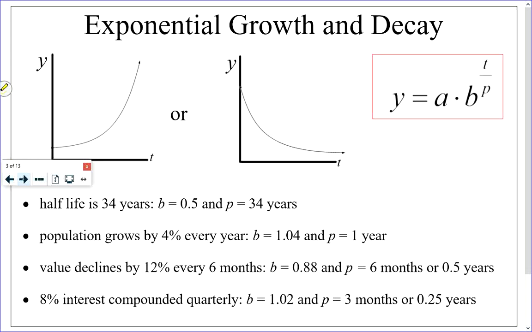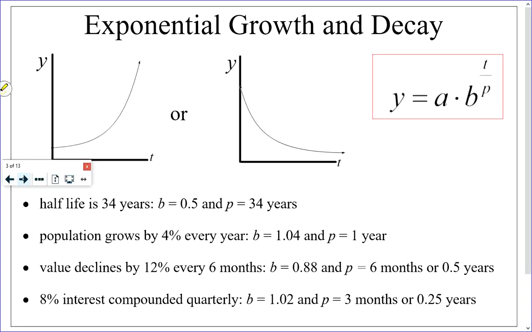Y is the quantity that's growing or declining. A is the initial value of the property, whatever it is. B is the factor by which things are changing. T is the variable time. So T and Y are variables on a graph. And P is the period of time it takes to happen.